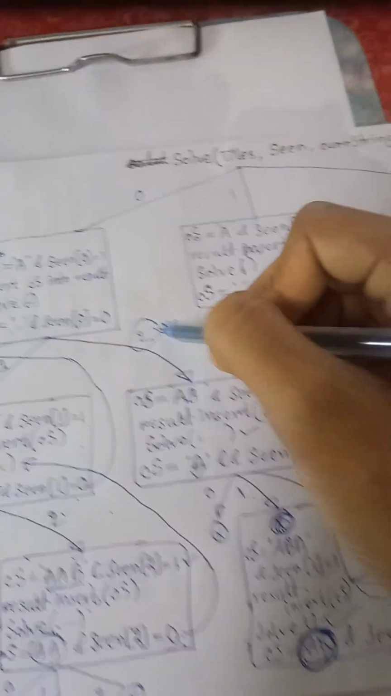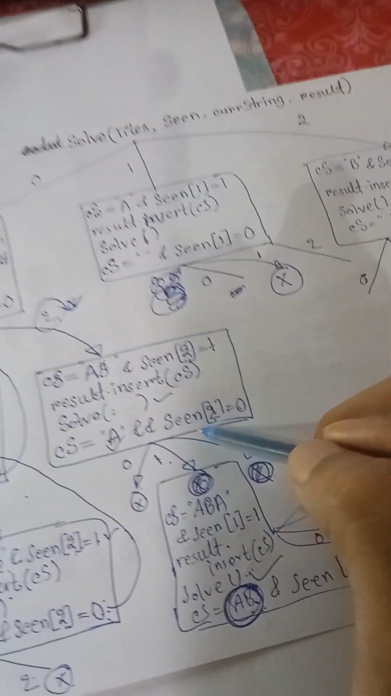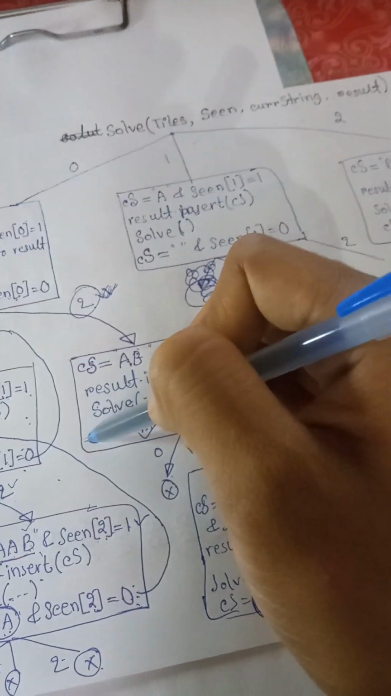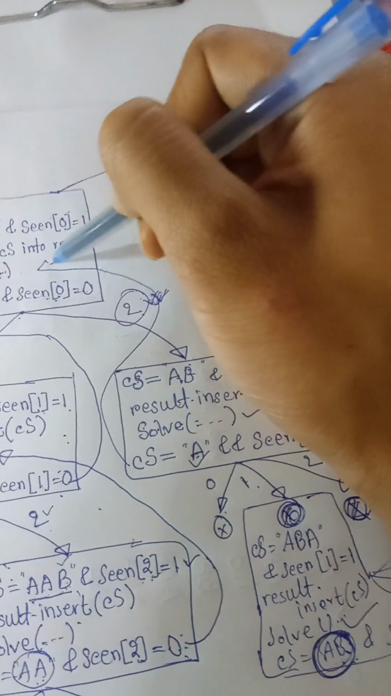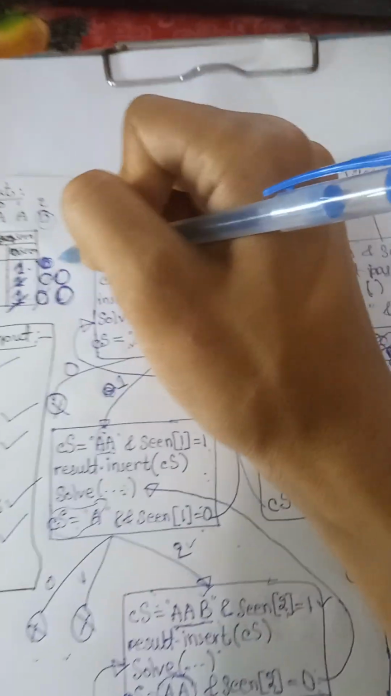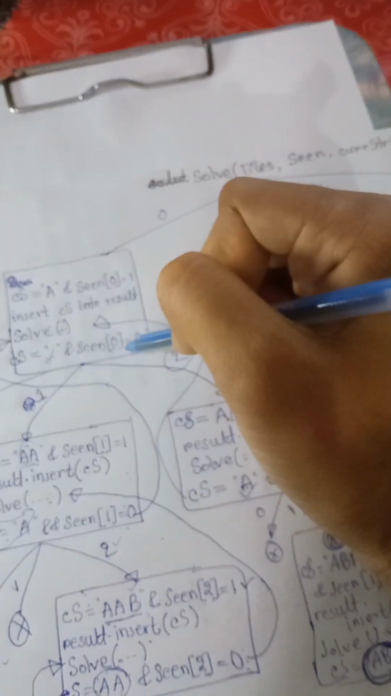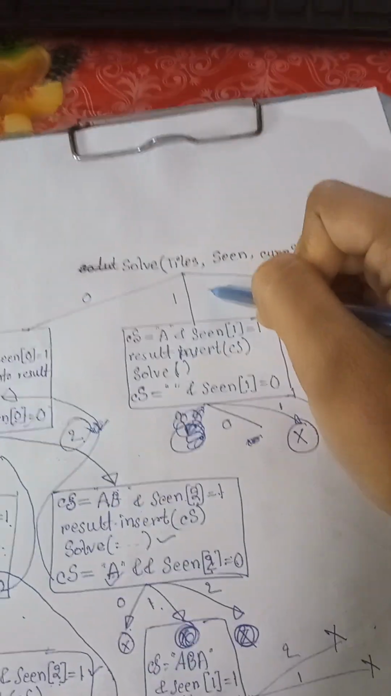So here there aren't any iterations left, so I will again backtrack from here, seen 2 becomes 0. So from here I will backtrack to this point. I backtrack so the current sum becomes empty, seen 0 becomes 0. Okay, so everything is unseen now here, and this line will be executed, seen 0 is 0. Okay, now I will come to this point 1.